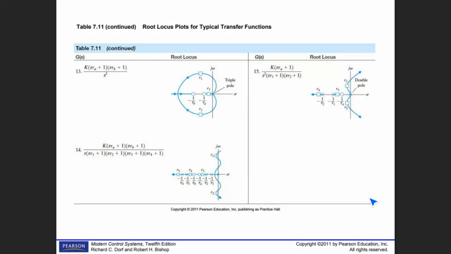Tamam, Ozan yazmış zaten. Diyor ki Ozan, 2 3 4 5 tane pol var, 2 tane de zero. There are five poles, two zeros. Correct. But I expect you also to make a comment about this one. Make a comment. Comment is this.